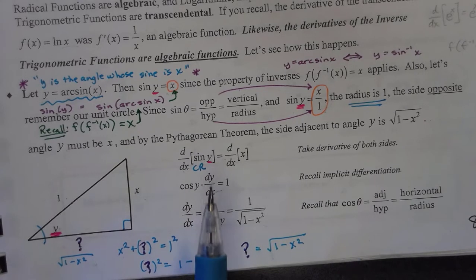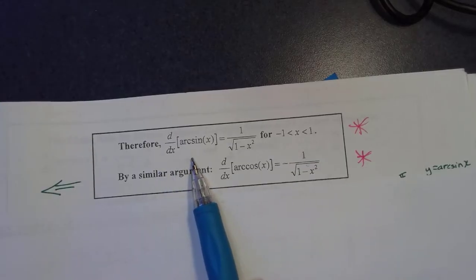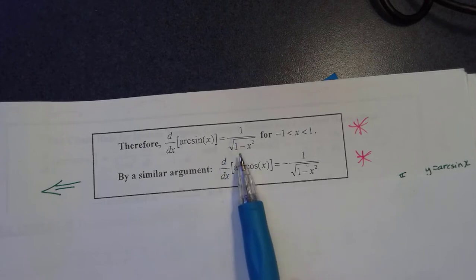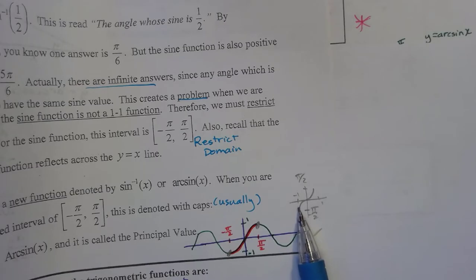What I wanted to show you is this derivative is algebraic. Therefore, the derivative with respect to x of arc sine x is 1 over the square root of 1 minus x squared for all x's between -1 and 1. Remember, my arc sine on the horizontal axis is -1 to 1.